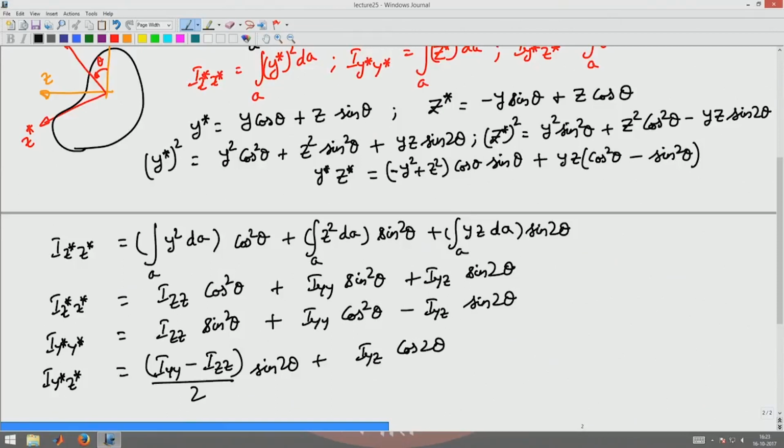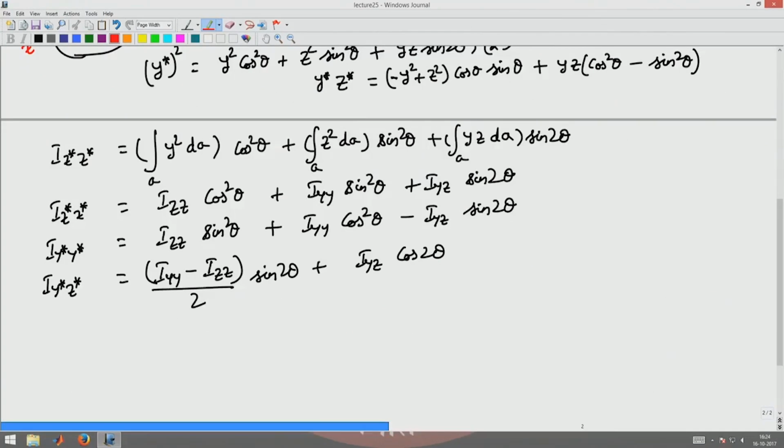Where I use the following equations. I use the fact that cos square theta minus sin square theta is cos 2 theta, and I use the fact that cos theta sin theta is sin 2 theta by 2, and minus y square dA would be Izz minus Izz, and z square dA would be Iyy. Okay. That is what I have used to find this expression in here.